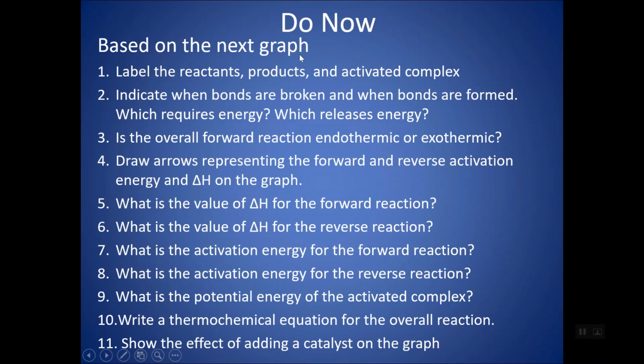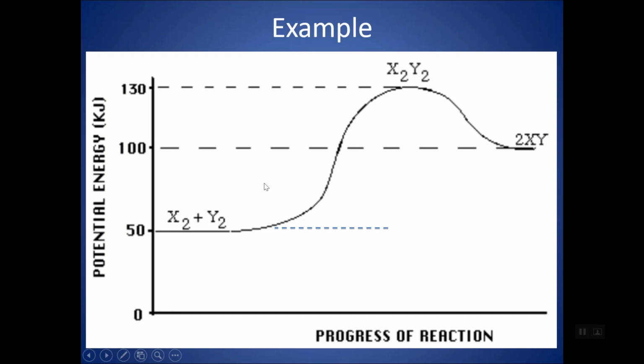On the next graph, we're going to do a whole bunch of things. So if you have your note packet in front of you, give these a try. Otherwise, we will do them together if you're watching the video for the first time without a note packet. Here is a potential energy diagram: potential energy versus progress, or reaction coordinate. Label reactants, products, activated complex. So here's my reactants, here's my products, here's my activated complex. Notice that the reaction is actually X2 plus Y2 going to 2XY. The activated complex has no bearing on that overall reaction.